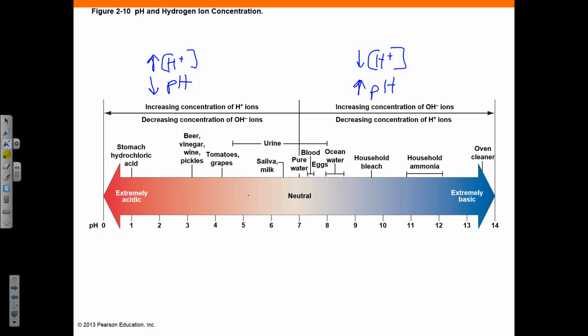This illustration also shows the pH of various substances. Substances in the body that we want to take a look at are things such as saliva and milk, which fall close to the neutral range. The range of pH for our blood, we'll learn, is between 7.35 and 7.45 on the scale. Urine ranges somewhere between 4.5 up to 8 on the pH scale. And then we see we have extremely acidic conditions in the stomach.